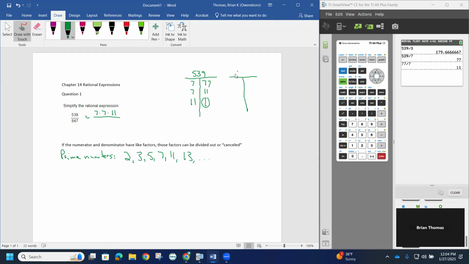we're thinking about the 7 again. So the 2 is not going to work. Let's see about the 3 just in case. 847 divided by 3, it doesn't work. We know 5 doesn't work because again, it has to end in a 0 or a 5. So we're back to the 7 again. So let's see if 7 goes into that as well. 847 divided by 7 is 121. So notice how 7 does go in 847 121 times.